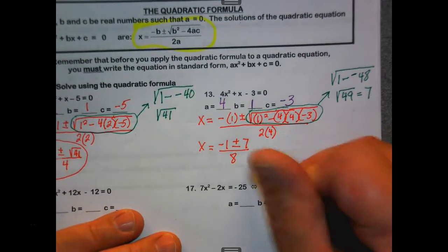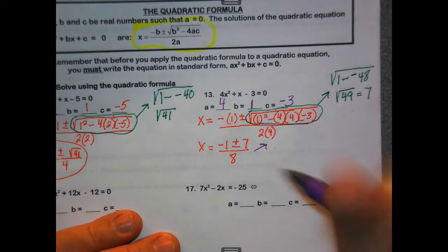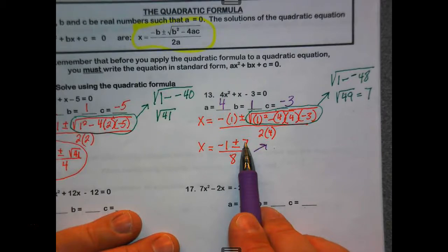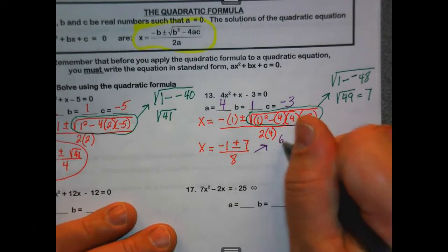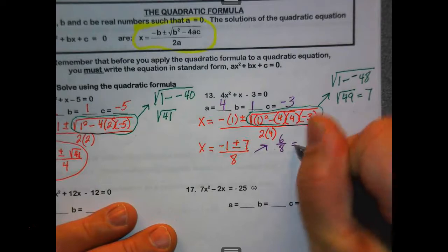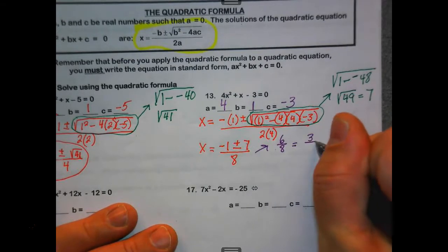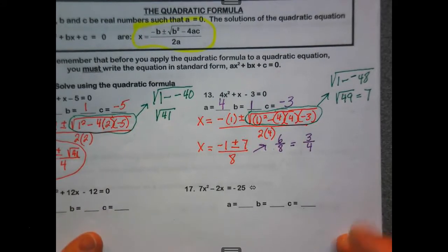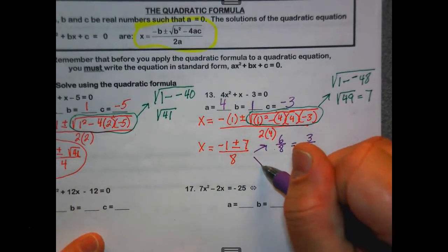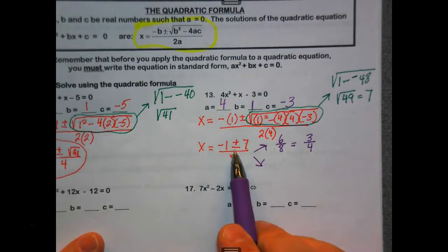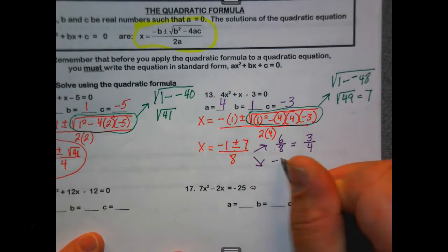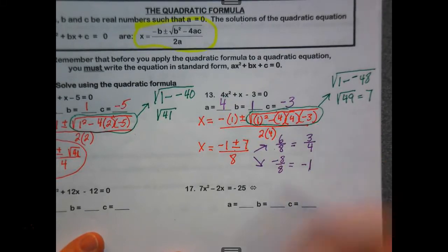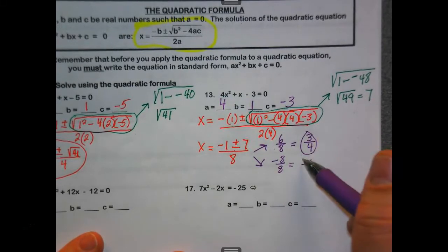Well, let's say I could take -1 plus 7. I get 6. 6 over 8. I can actually reduce that to 3/4. So there's one intercept, right? 3/4, 0. Now I can take -1 minus 7. I get -8 over 8, which is, careful, -1. So here's my solutions.